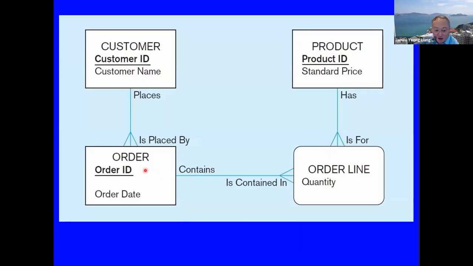Okay, it's actually this one, the order and the product. Each order contains many products. Each product can be contained in many orders. That many-to-many relationship has been converted into a new entity here, plus 2 relationships: one-to-many and one-to-many.